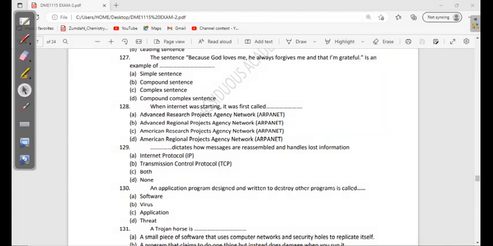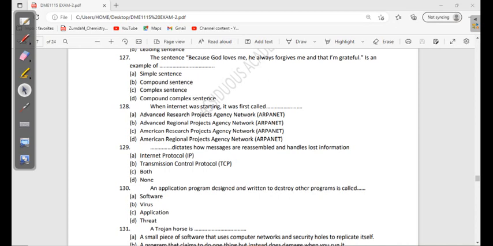128. When the internet was starting, it was first called: Advanced Research Project Agency Network (ARPANET), Advanced Regional Project Agency Network, American Research Project Agency Network, or American Regional Project Agency Network. Well, when the internet was starting, of course, it was an American project. It was called Advanced Research Project Agency Network. So that is A.